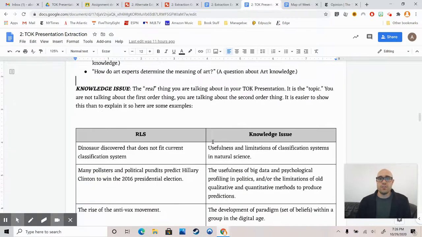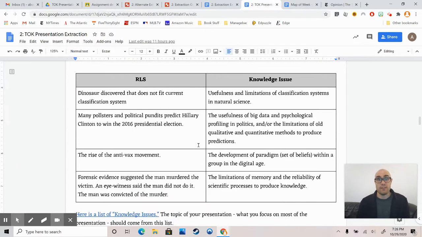The knowledge issue, I call, is like the topic of your TOK presentation. You're not talking about the first order thing. You're not giving a presentation on the causes of World War I or on the conspiracy theory that you want to look at. You're really talking about kind of a knowledge thing, a knowledge issue. And it's kind of easier to show examples for this than it is to give a flat out definition.